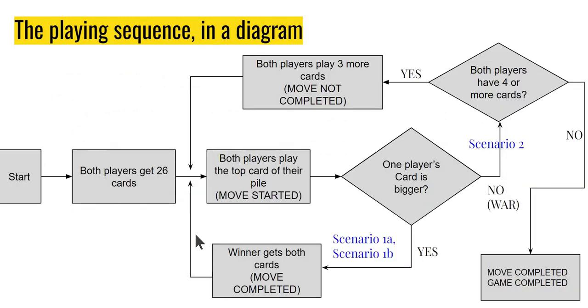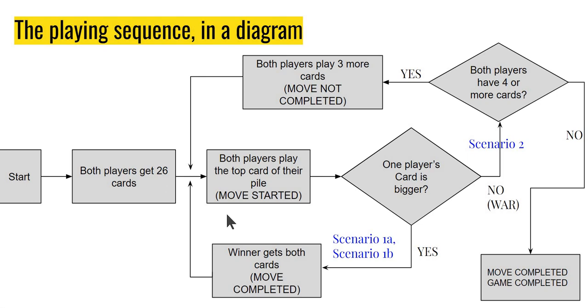In fact, we can depict it all in a concise diagram, which is fairly representative. As I said, we start the game by shuffling the cards and giving each player 26 cards. Both players play the top card of their pile. Now, this is where the move starts. Now, two scenarios come up. Let's say one player's card is bigger. If the answer is yes, we are in either scenario 1A or 1B, which are really very similar. The winner gets both the cards and the move is completed. So this is actually simple because we just take one pass through this and we are back here. Players play the next card. Again, they go through this and they come out.